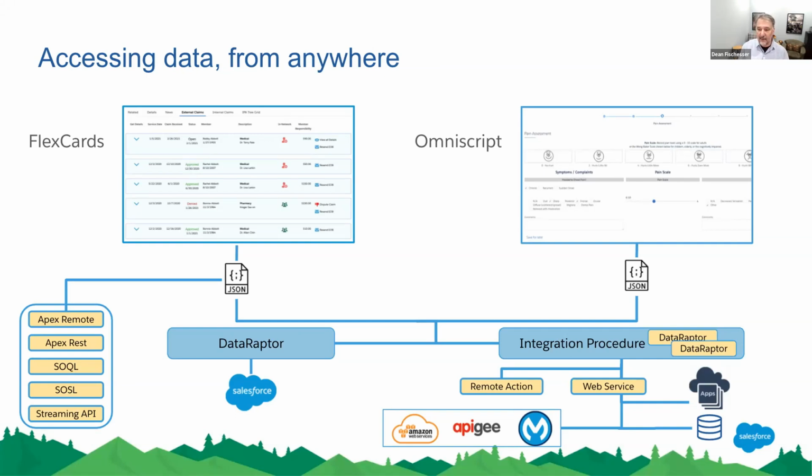And in that process, I may be getting data that comes from more than one place and maybe want to mash it up within the integration procedure. So merging data that came from multiple systems, some of it might be Salesforce data, mashed up with data from an external system, and delivering that out as if it came from one place into the flex card or the OmniScript, and also being able to take whatever updates are made and push them back out to those external systems as well.